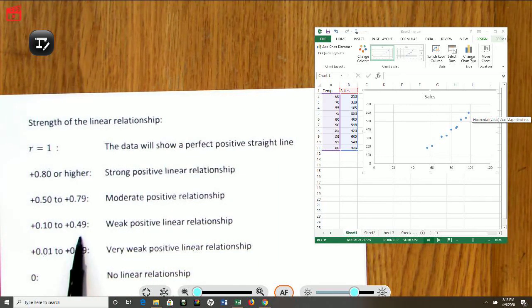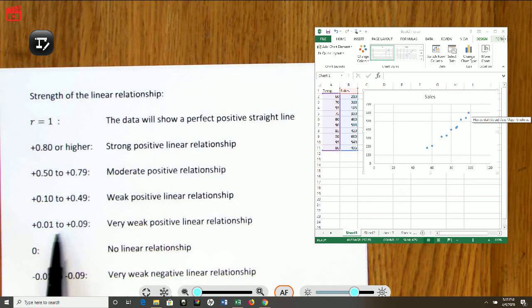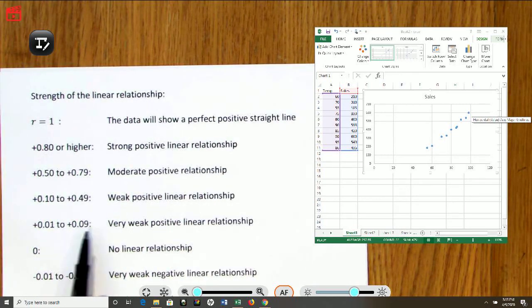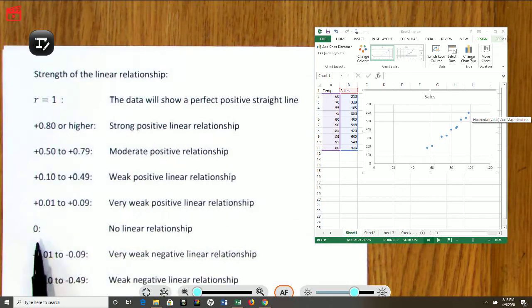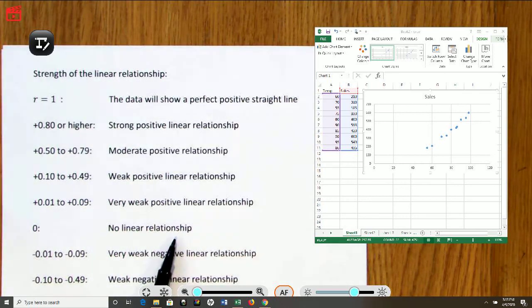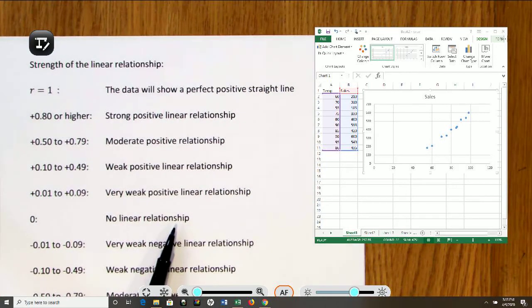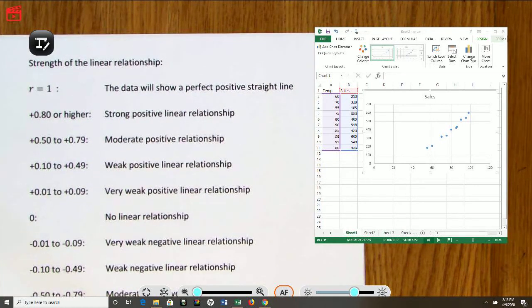0.1 to 0.49, it's going to be weak. If it's very small, like 0.01 to 0.09, we've got a very weak relationship. Okay? If we do get a 0, that means we have no linear relationship. We could have a curve of some sort, but we would have no linear relationship.